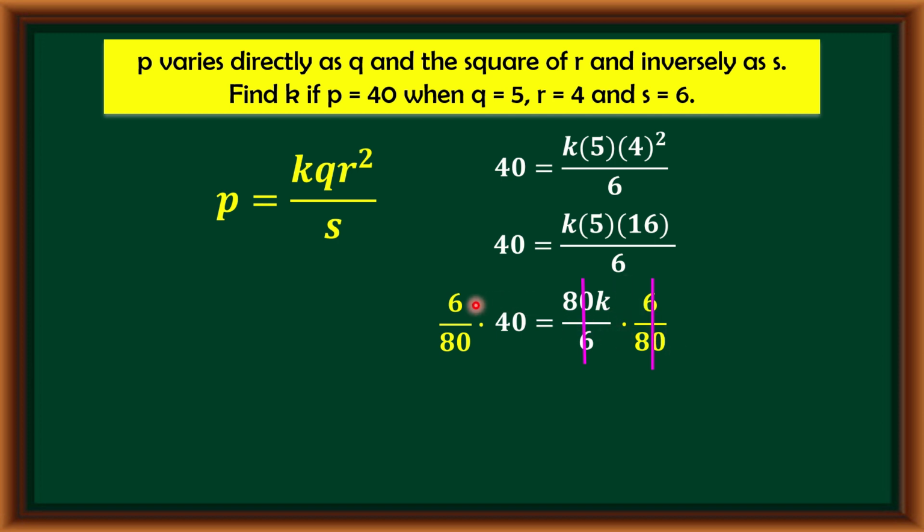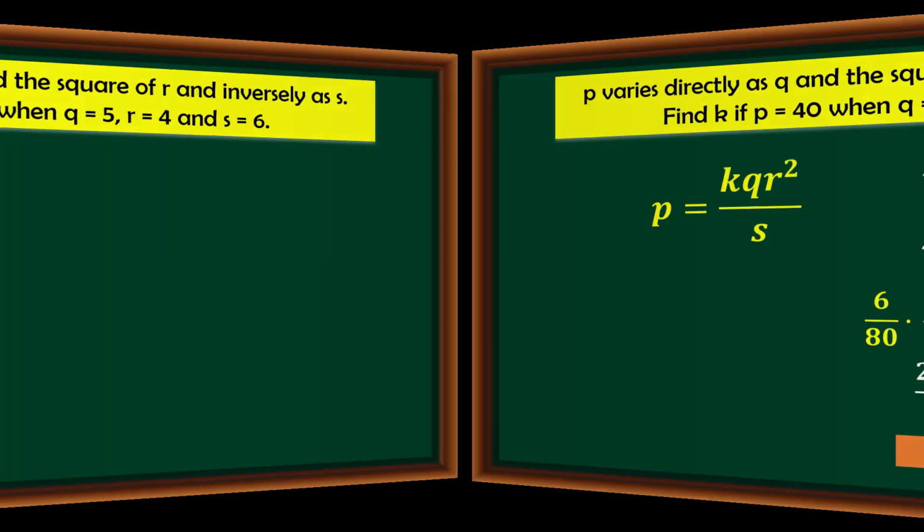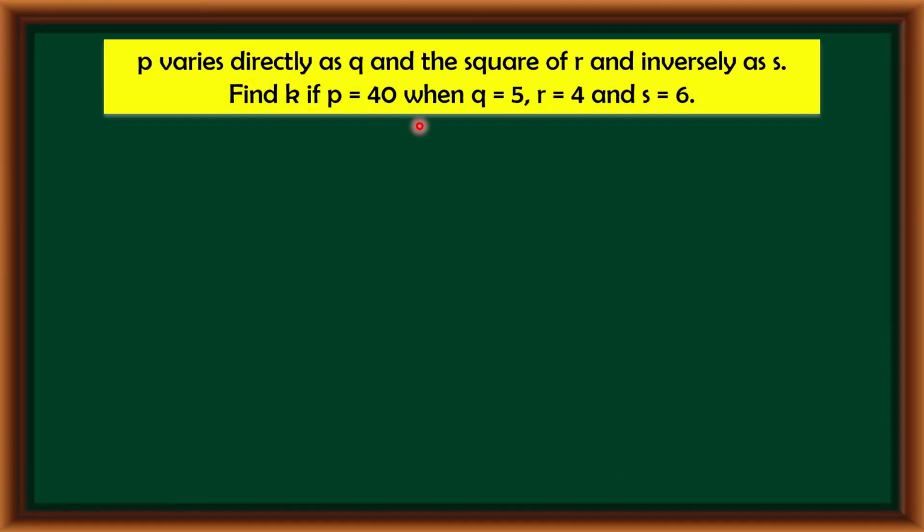Let us now simplify the left side, multiply the numerator and the whole number. So we have 6 times 40 is equal to 240 over 80. And 240 divided by 80 is equal to 3. Therefore, our K should be equal to 3, or the constant of variation is equal to 3. So let us try another way in solving this problem. We have the same problem and the same equation, which is P is equal to K times Q times R squared over S.